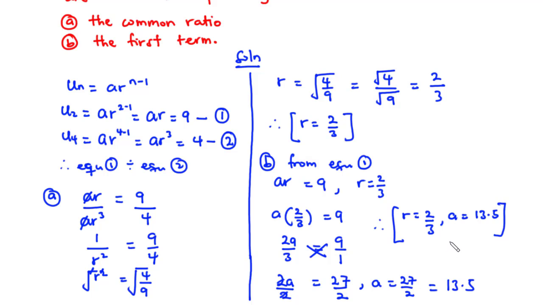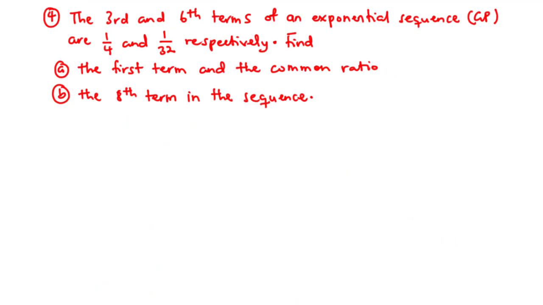Now let's take another example on this same type of question. For the fourth example, example 4: the third and sixth terms of an exponential sequence are 1 over 4 and 1 over 32 respectively. Find A, the first term and the common ratio, and then B, the eighth term in the sequence. So we are going to solve this question just as we solved the previous question.